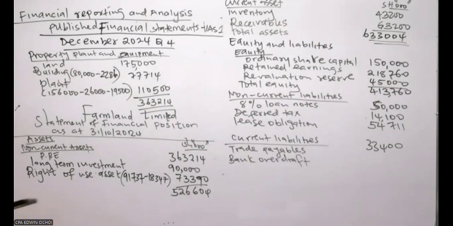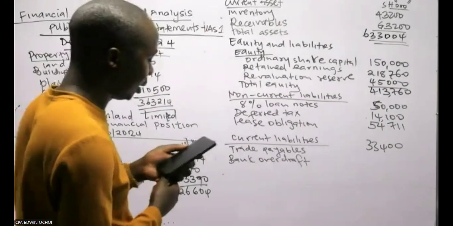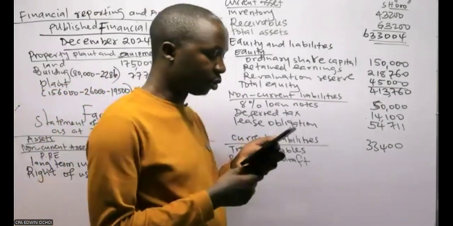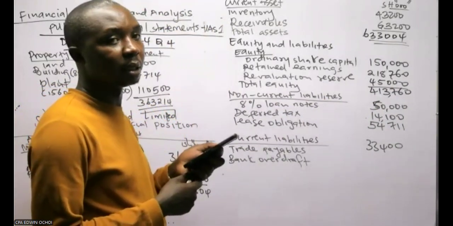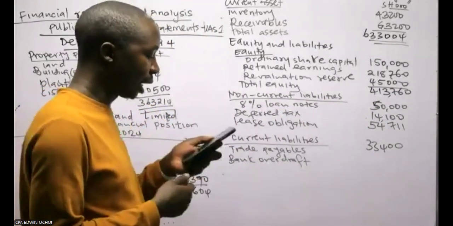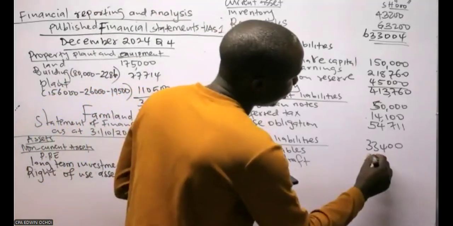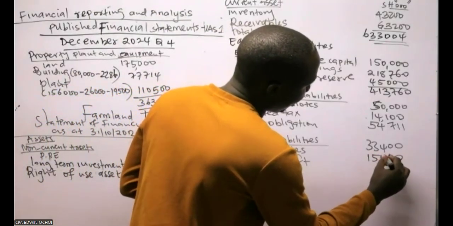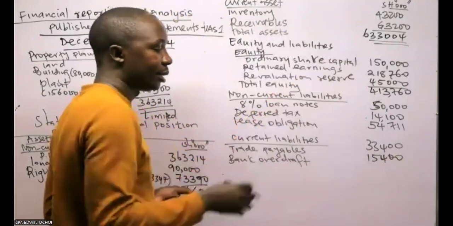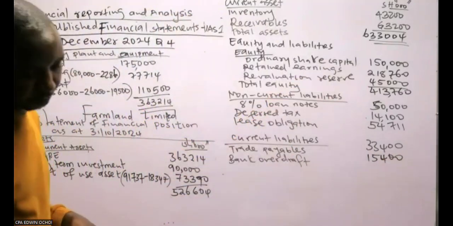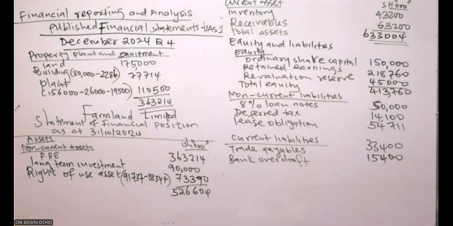The bank balance, which is on the credit side. Remember that the bank balance is supposed to be on the debit side. But now we have a bank balance with a credit balance of 15,400. The bank balance with a credit, it's on the credit side. That is an overdraft. It's a bank overdraft.